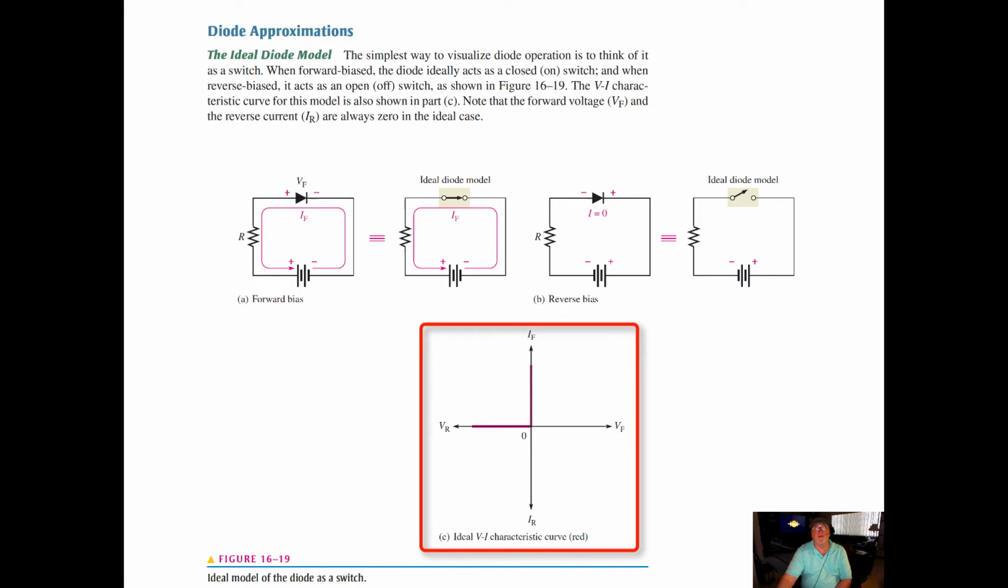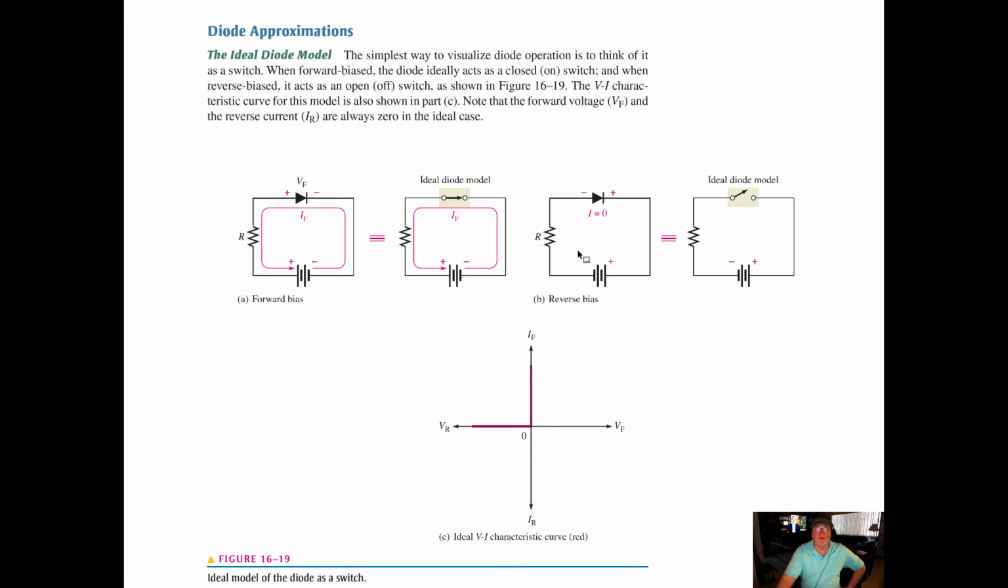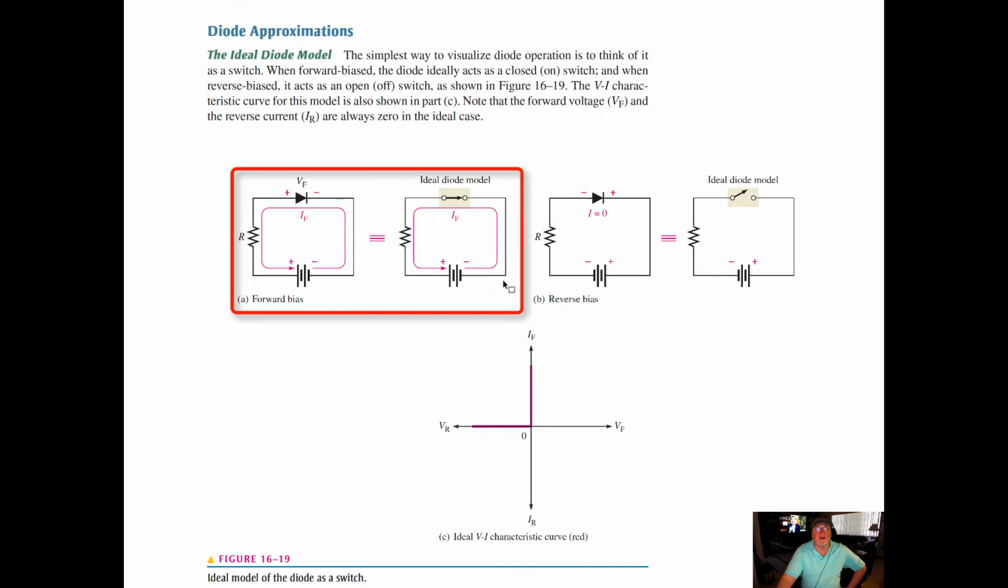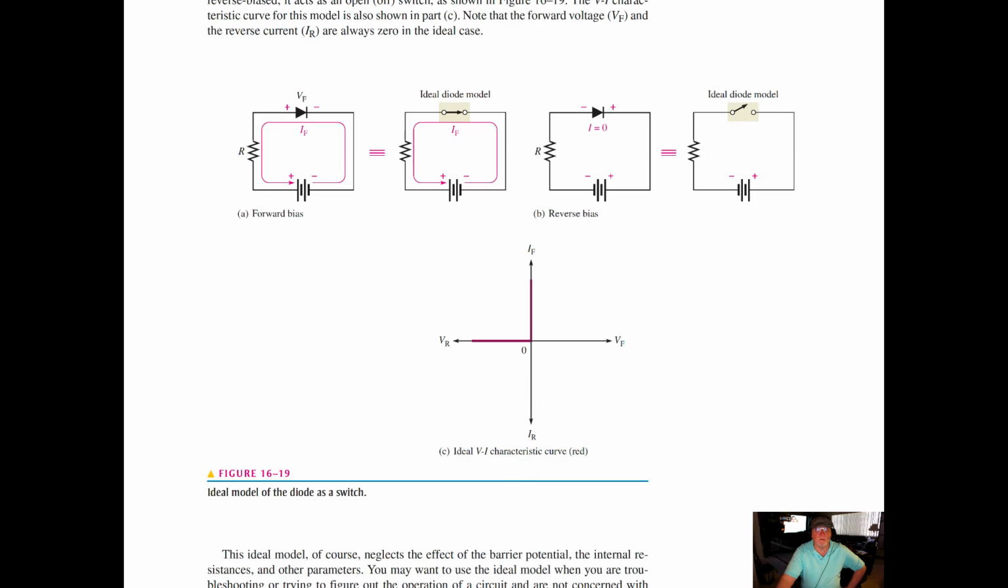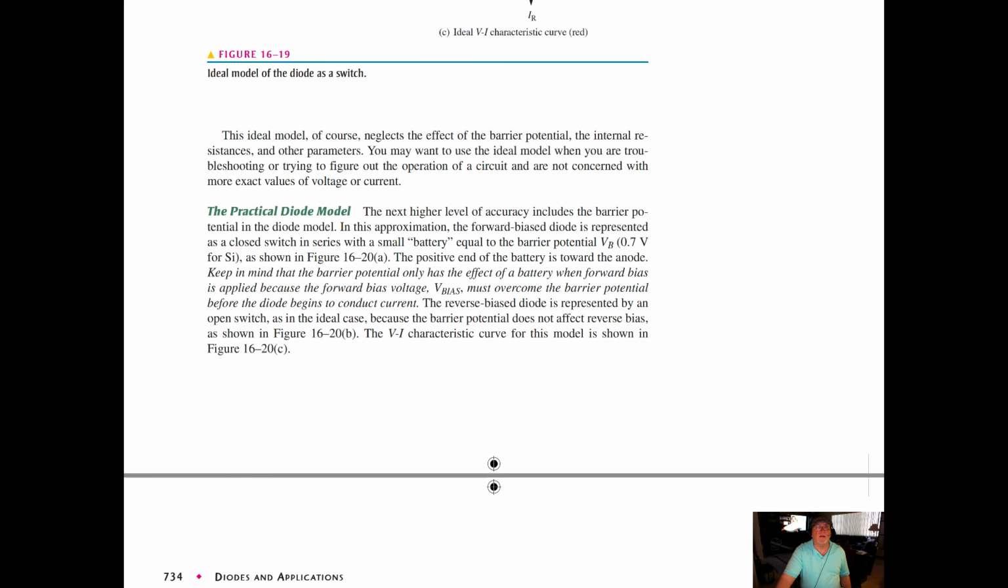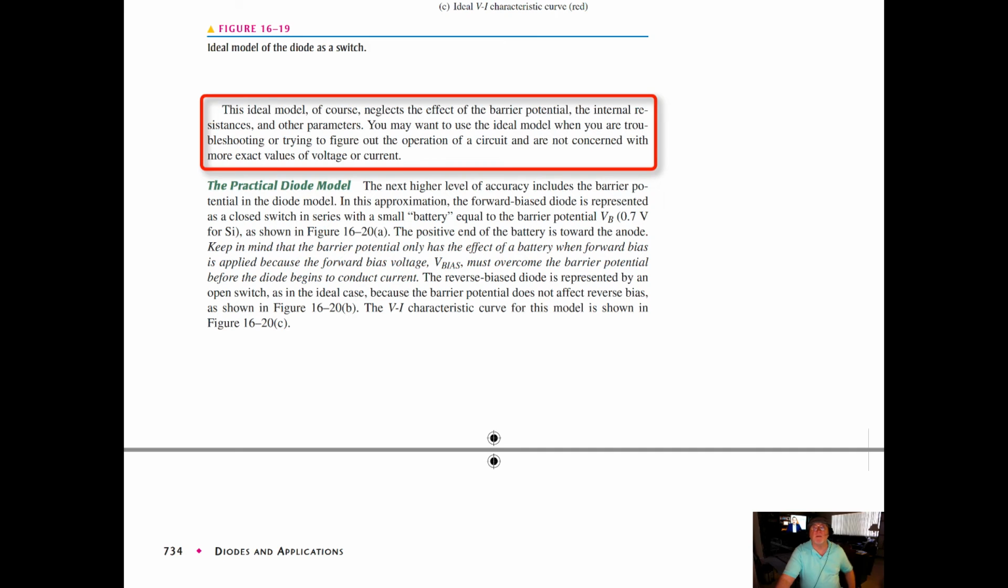Note that the forward voltage V_F and the reverse current I_R are always zero in the ideal case. If you step through the diagrams here, you can see for the forward bias condition, the diode goes into conduction, and we have current flow, negative to positive. In the reverse bias, you can see it's indicating it as an ideal model, no current flow at all. The ideal model, of course, neglects the effect of the barrier potential, the internal resistances, and other parameters.